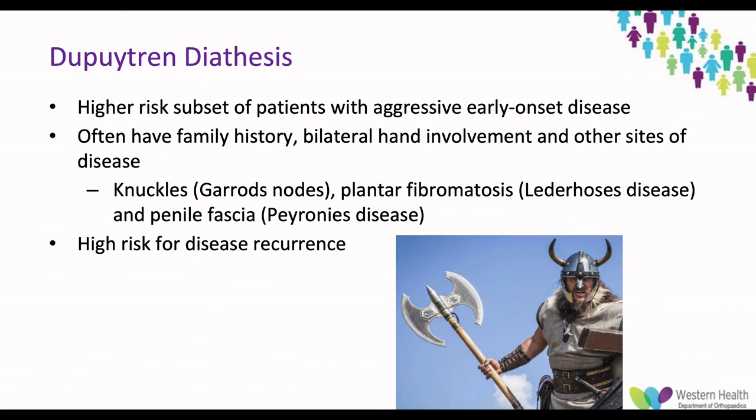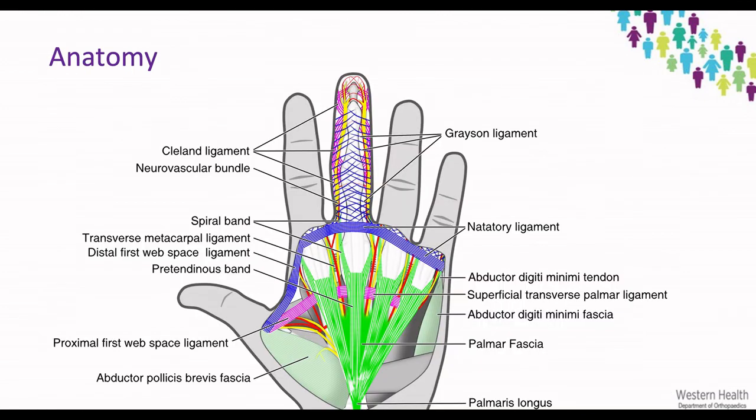Dupuytren diathesis refers to a higher-risk subset of patients with aggressive early onset disease. These patients often have a family history and bilateral hand involvement and other sites of disease. These include the knuckles, where they're known as Garrod's nodes, plantar fibromatosis, or Ledderhose disease, and the penile fascia, or Peyronie's disease. These patients are notable because they're at high risk of disease recurrence.